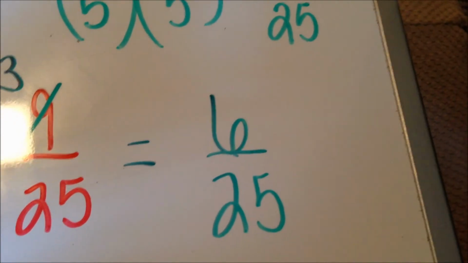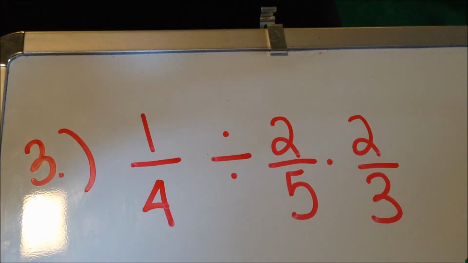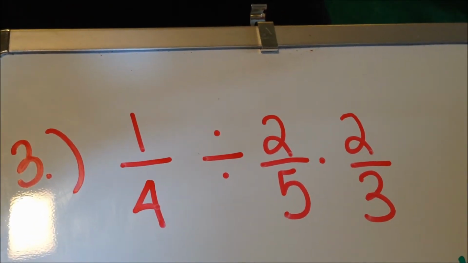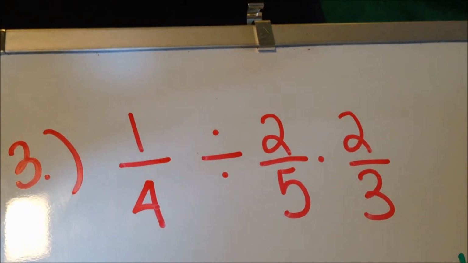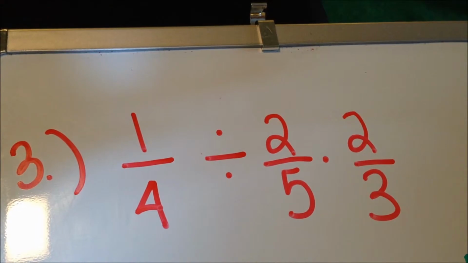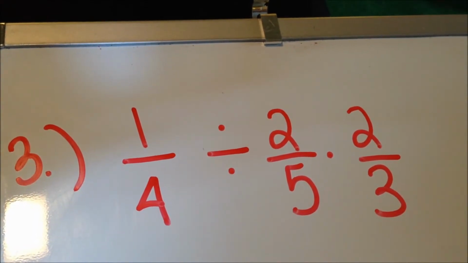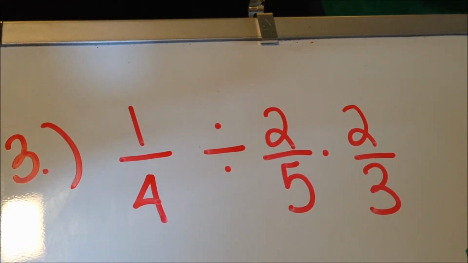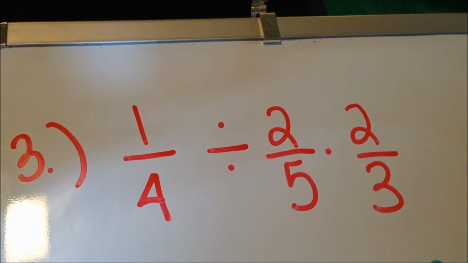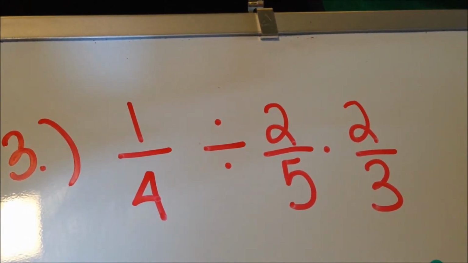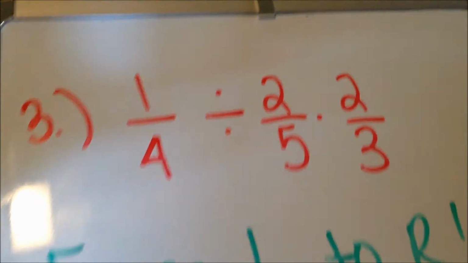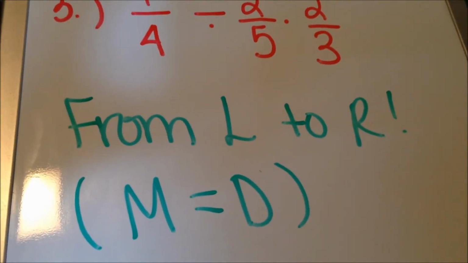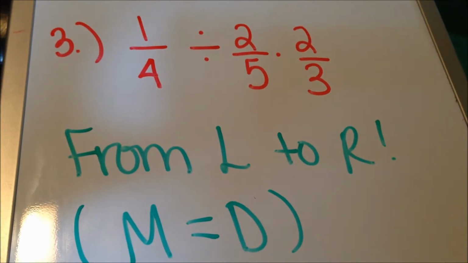So 6/25. Number 3, 1/4 divided by 2/5 times 2/3. We have no parentheses, and we have no exponents. We do have multiplication and division. Remember what I told you about multiplication and division in terms of priority in the order of operations.